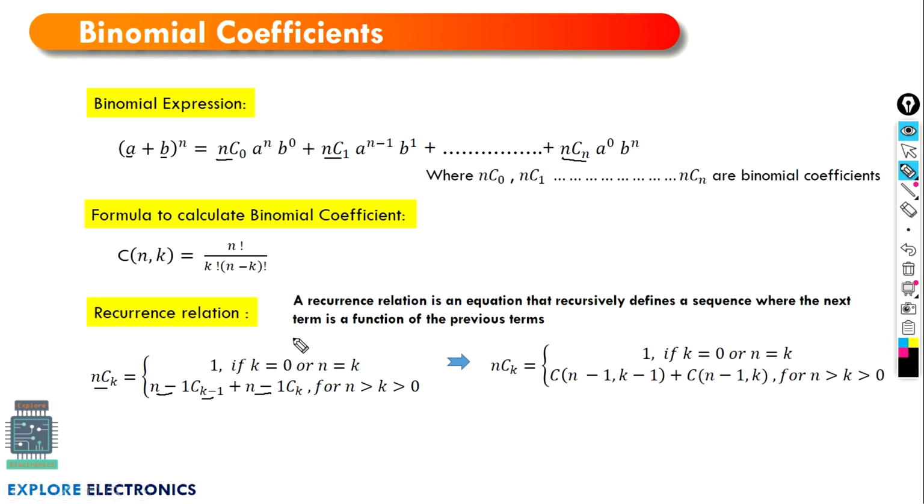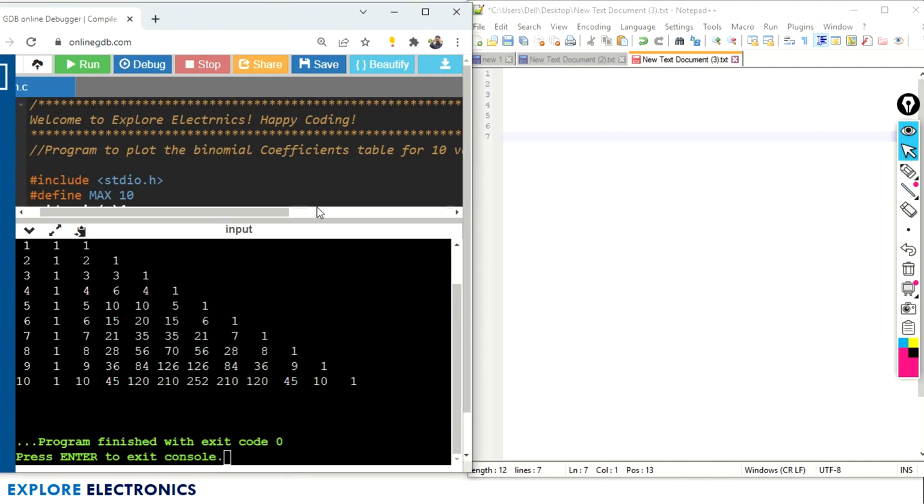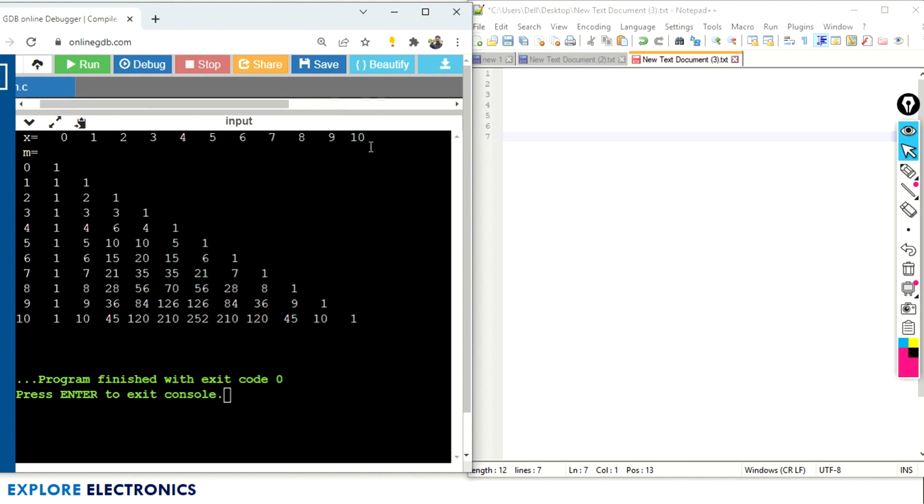Now let us understand how to calculate these binomial coefficients in C programming. Here we have the C program to find the binomial coefficients and to plot the table for 10 different values. So this is the program. I will explain each and every step in this program, so we will go through it step by step and each iteration and see the output that we are getting. First, I will show what output we will get when we run this program, so that it will be easy for you to understand how exactly we arrived at this output. So this is the expected output of this program.